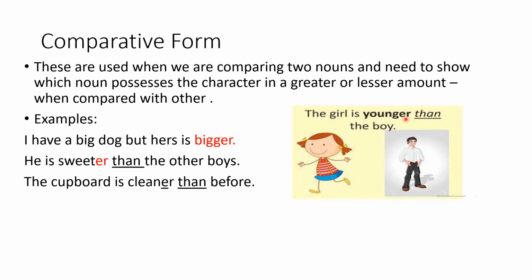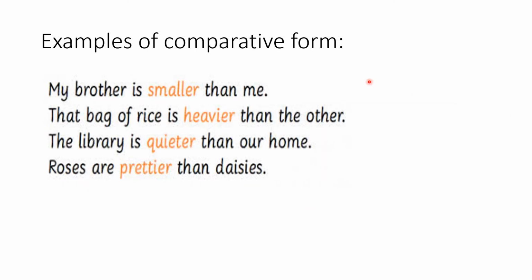See the example. The girl is younger than the boy. Here there are only two persons, not more than two. When two persons are there, we use the comparative degree. And it is mostly followed by than. Than is used in the comparative degree. Always remember it. Okay. And again er is here. Now come to the next slide.